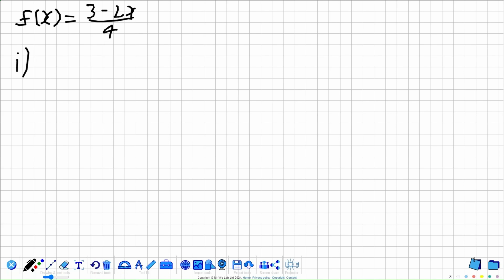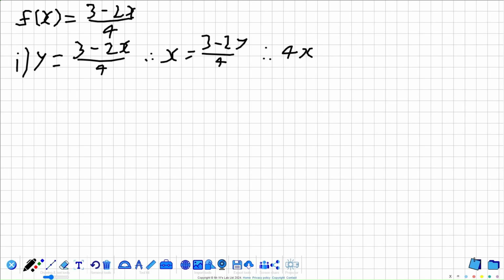So I'm just going to condense this a little bit. So y equals (3 minus 2x) over 4, and therefore x equals (3 minus 2y) over 4, therefore 4x minus 3 equals negative 2y, therefore y equals negative 2, no, not 2, negative (4x minus 3) over 2, which is (negative 4x plus 3) over 2. That should be right.